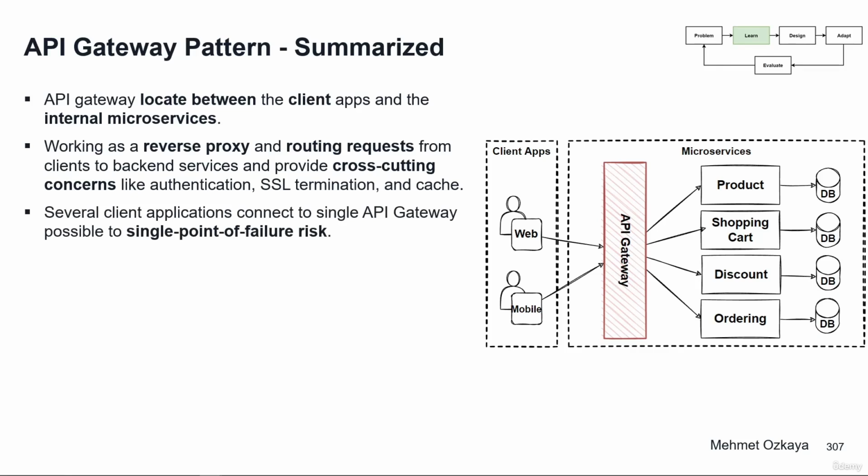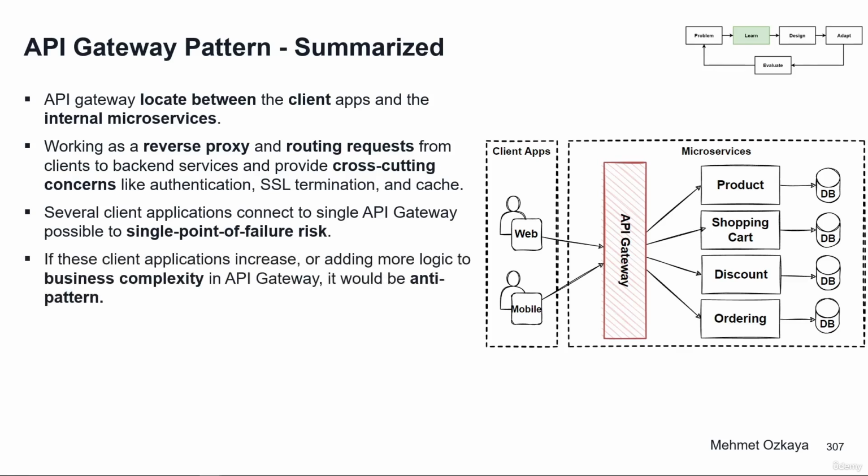We should be careful about this situation because if we put a single API gateway here, it is possible to have a single point of failure risk. If these client applications increase or we add more logic to business complexity in the API gateway, it would be an anti-pattern. API gateway service can be growing and evolving based on many different requirements from the client applications.